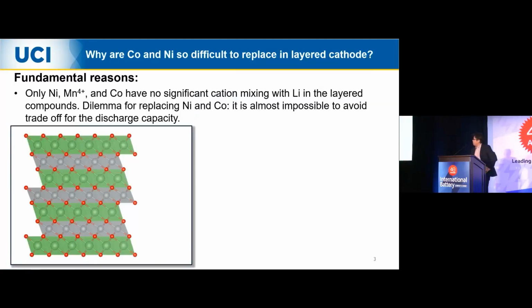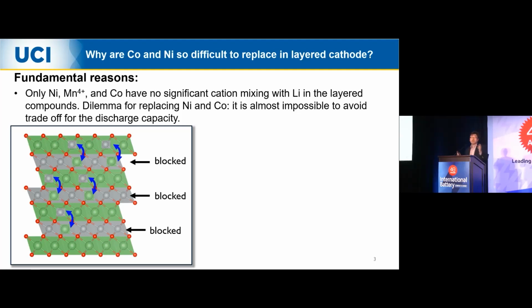All right. So I'm going to cut to the chase. Reducing nickel and eliminating cobalt is really a challenging task because nickel, manganese 4+, and cobalt are the only 3 elements that don't have significant intermixing with lithium. So if you introduce any other cations other than nickel, manganese, and cobalt, you're going to block the lithium channel, and it's going to reduce the discharge capacity, right?